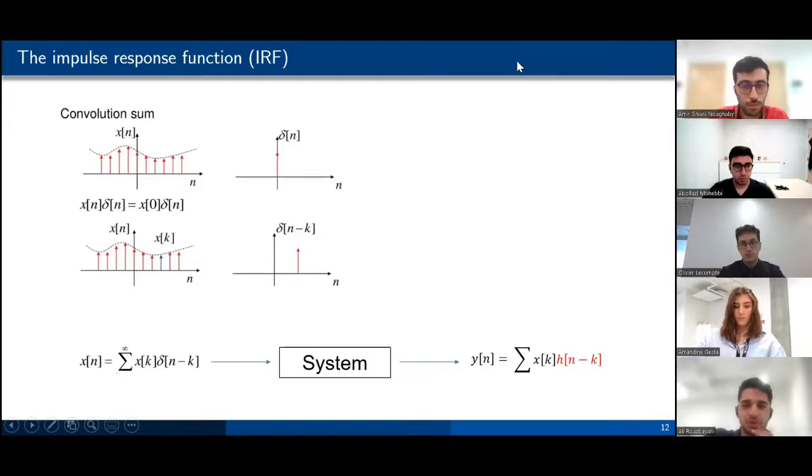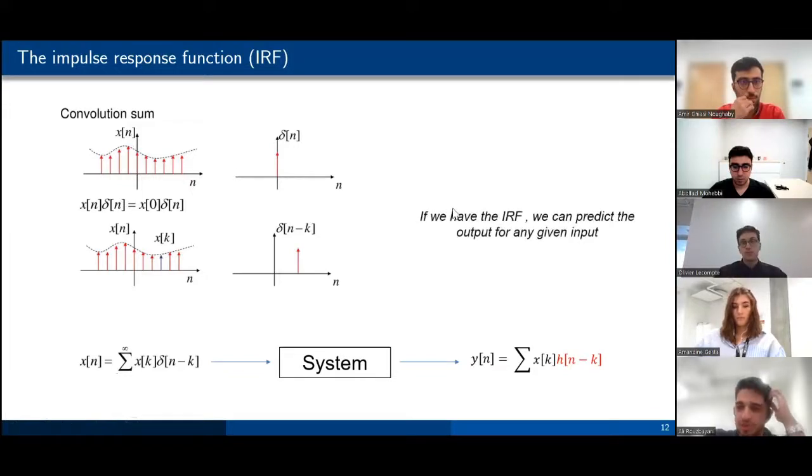So this is what I just described. We can basically describe any arbitrary input as the summation of impulses. And when we give this summation to our system, we will observe that the output is in fact dependent only on the impulse response function.